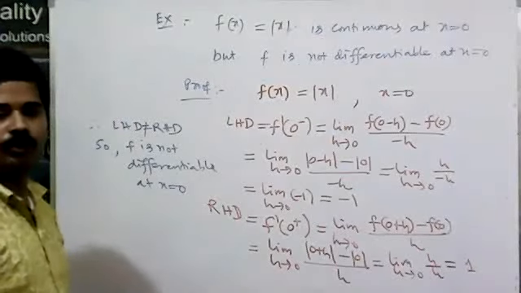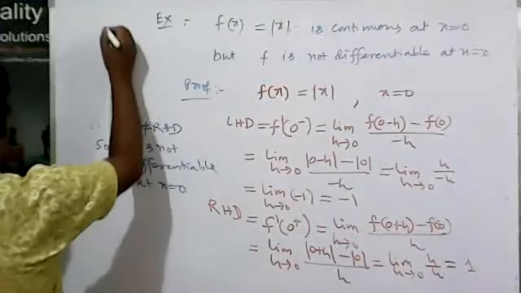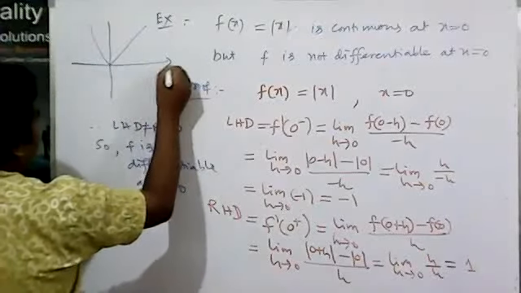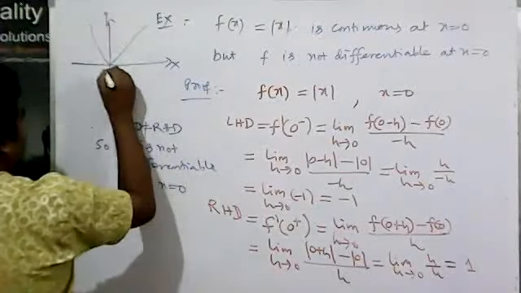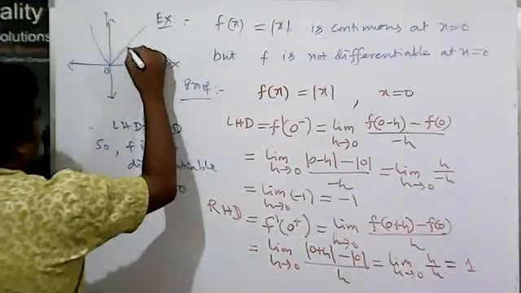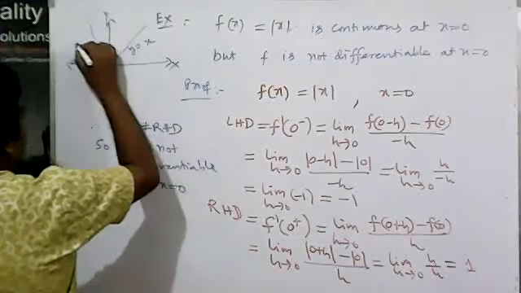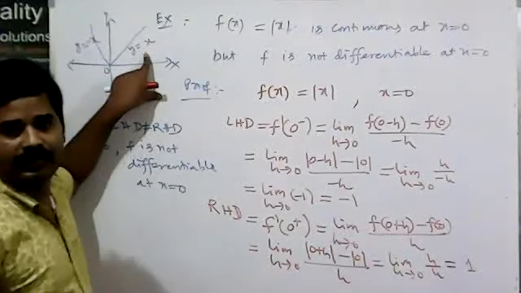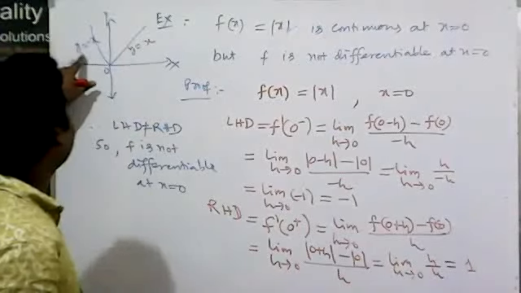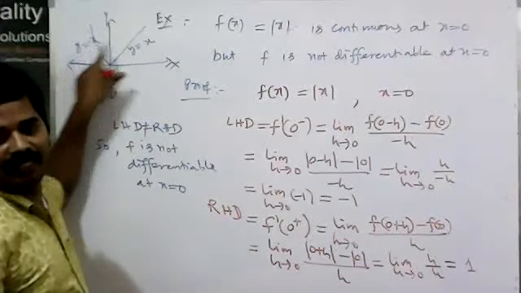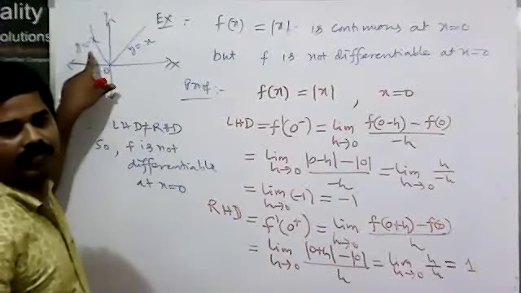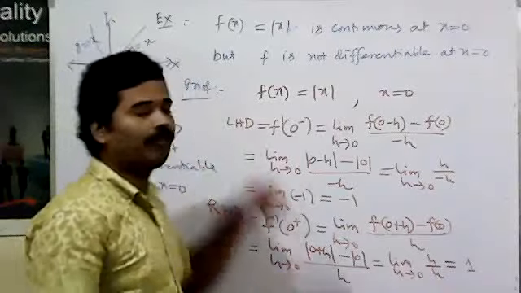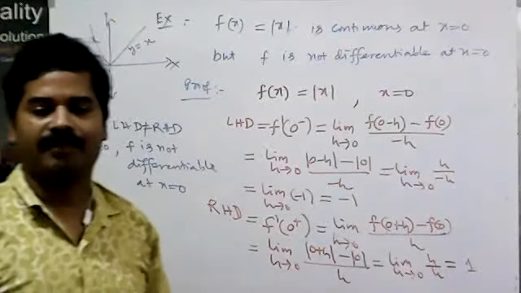Similarly, you can prove it also by using a graph. Here this is the graph of the modulus function. This is the x-axis, this is the y-axis, this is 0. This is y is equal to x. Here y is equal to minus x. Here the right hand derivative is equal to 1 and the left hand derivative is equal to minus 1. Here the right hand derivative is not equal to the left hand derivative. That's why that function is not differentiable.